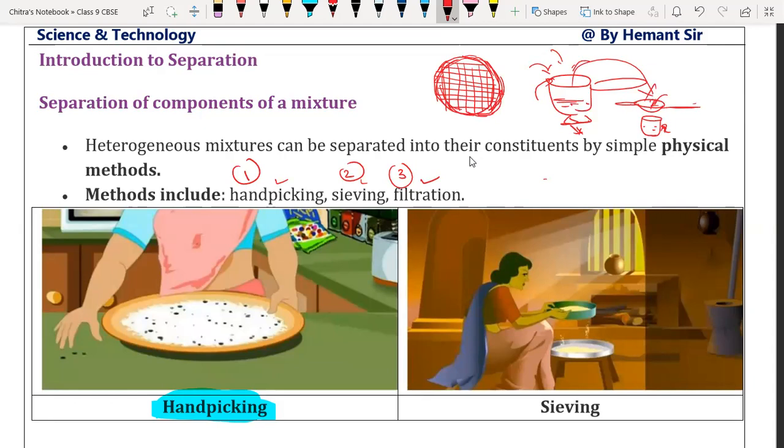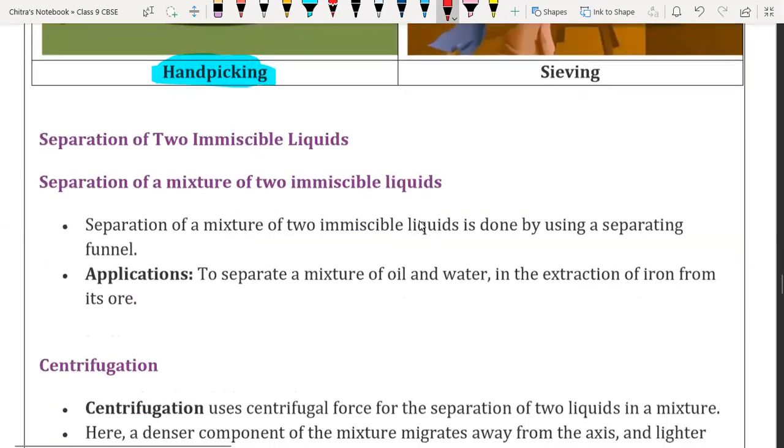Sieving we use only for solids, and for liquids we use filtration. The method is the same, but for liquid and solid we use filtration, and only for a mixture of two solids do we call it sieving. If one is liquid, then we use the filtration method. So this is all about the physical methods of separation.